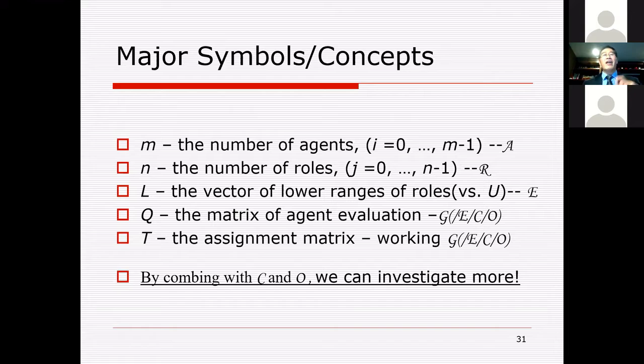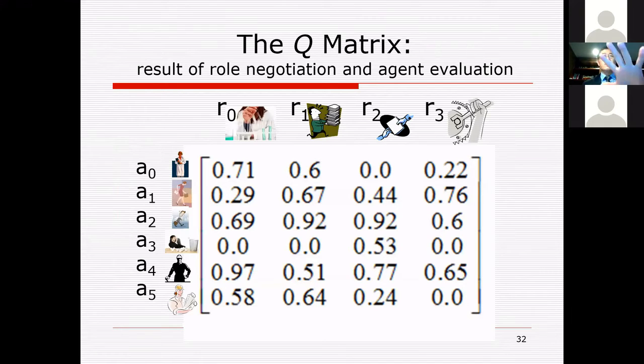Be careful, and the T means assignment. Each agent with each role, we can give a 1, which means the agent is playing or is assigned with this role. And if zero, it means not assigned. So here, this is a typical evaluation. You can see there are 6 people, and for 4 positions, there are different evaluations.